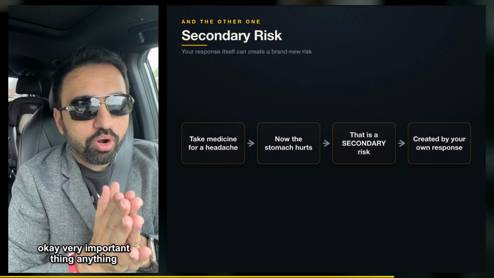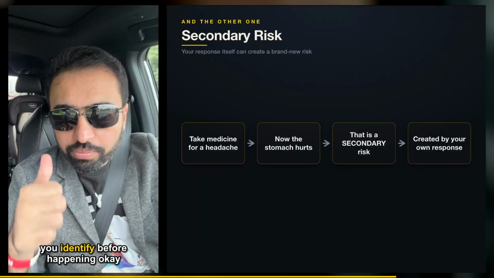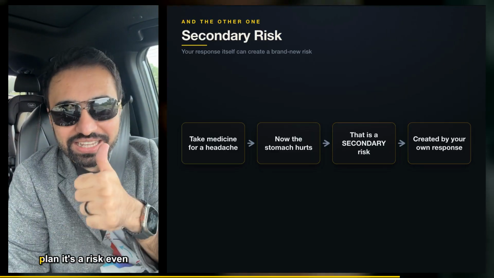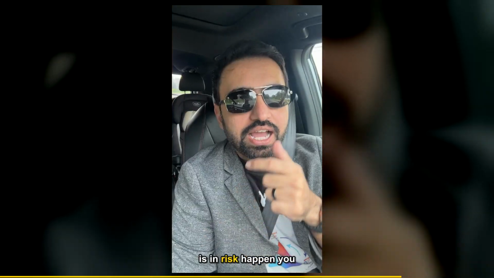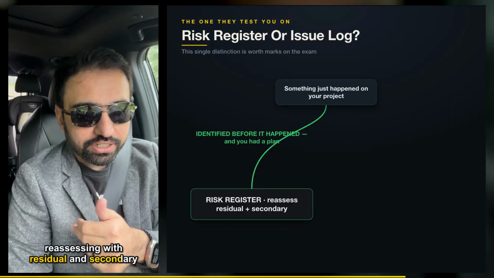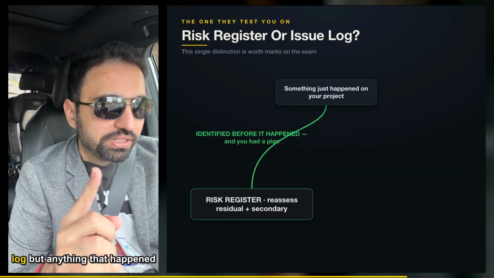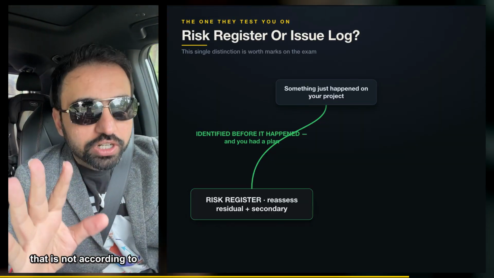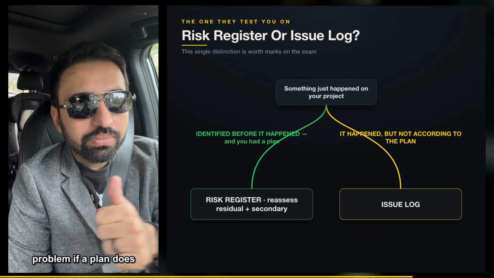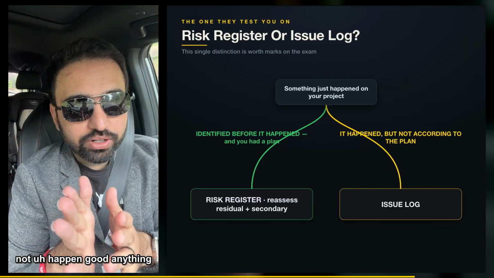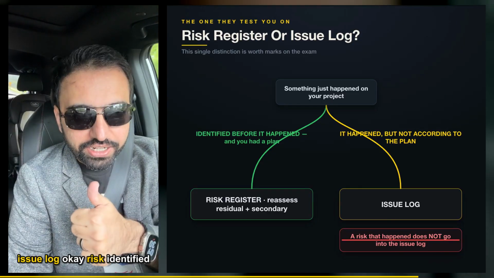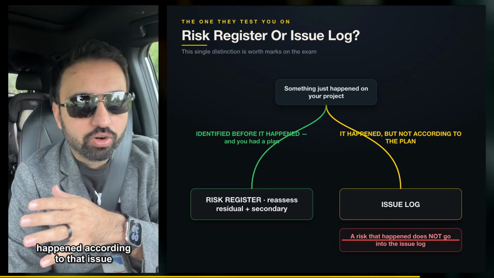Very important thing. Anything you identify before it happens, and you make a plan, and it happens according to the plan, it's a risk. Even when a risk happens, you update the risk register by reassessing with residual and secondary risks. You don't update the issue log. But anything that happened that is not according to the plan is a problem. You update the issue log. Issue, in general, is a problem. If a plan does not go well, anything that's a problem goes into the issue log. Risk is identified, has a plan, and the plan happened according to that.